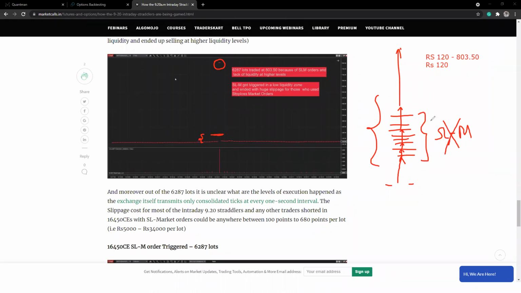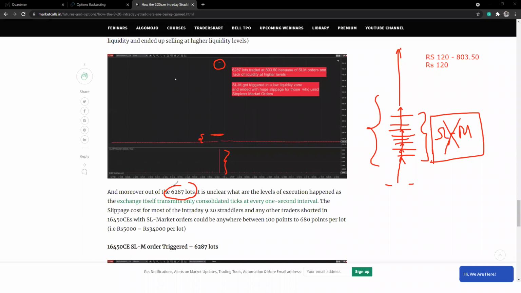Many retail traders place SLM orders. So now exchanges and brokers themselves are recommending, if you're playing index options, particularly if you're an option seller, or an option buyer, you might think you can exit, but you cannot, because it traded for only 1 second. Within that 1 second, you don't.